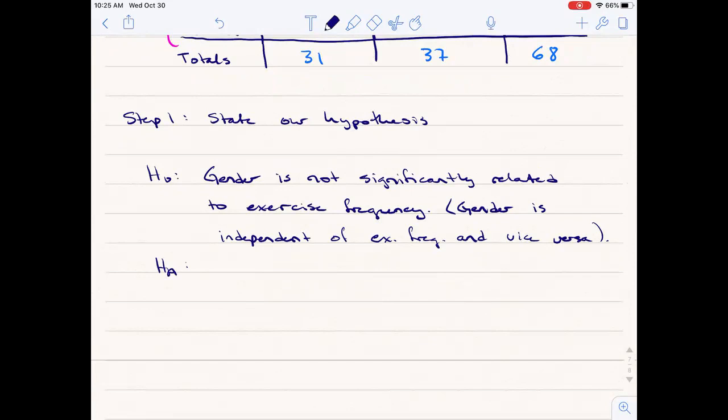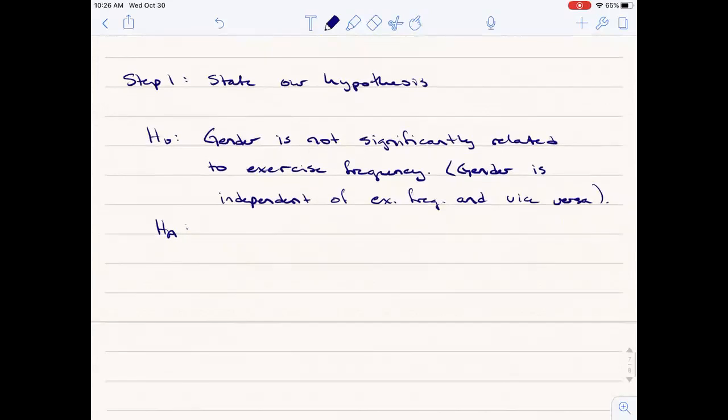In all our chi-squared testing, we're using a two-sided test. We just want to know, is there a difference? Because it won't tell us what the difference is. It'll just tell you if there is a difference. So the alternative hypothesis: gender is significantly related to exercise frequency. Just the opposite of your null hypothesis.